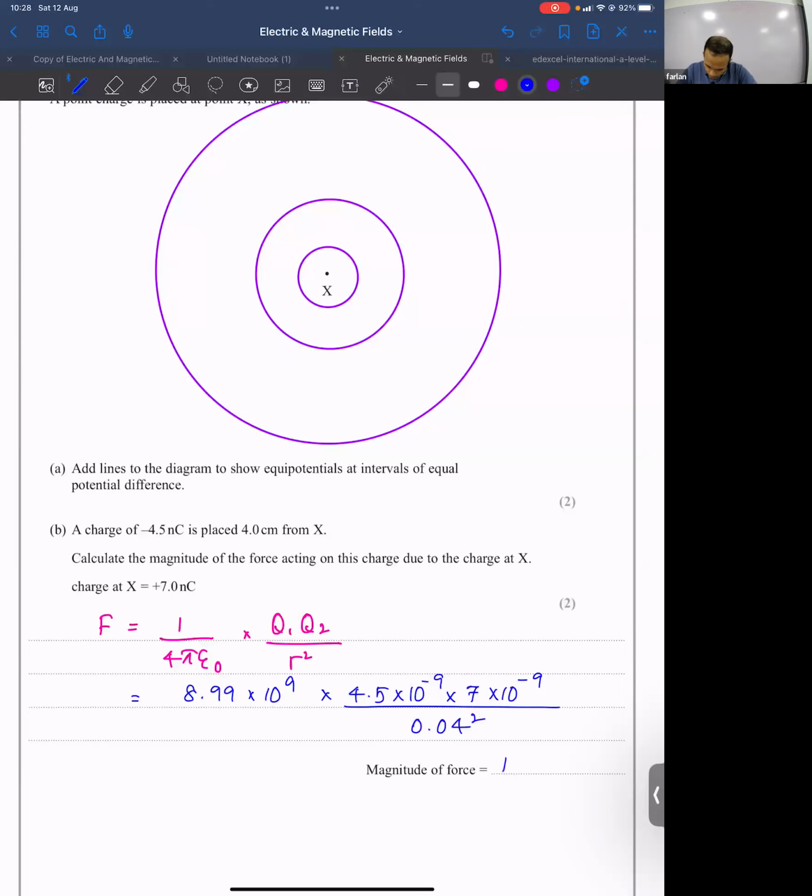1.8 into 10 to the power minus 4 newtons. Straightforward. Okay.